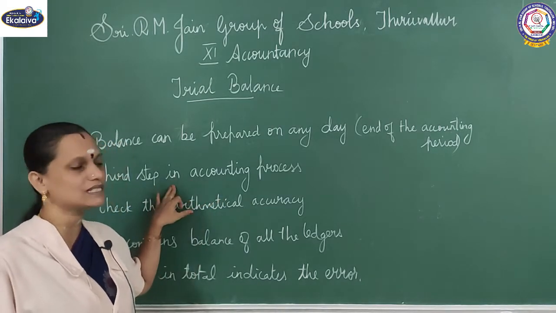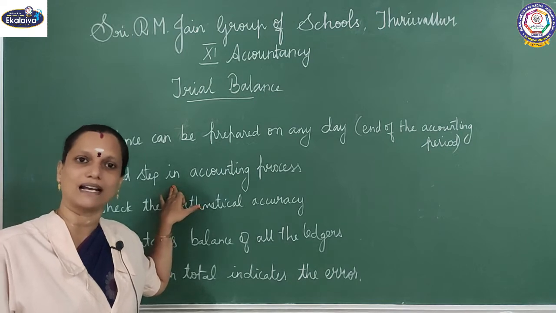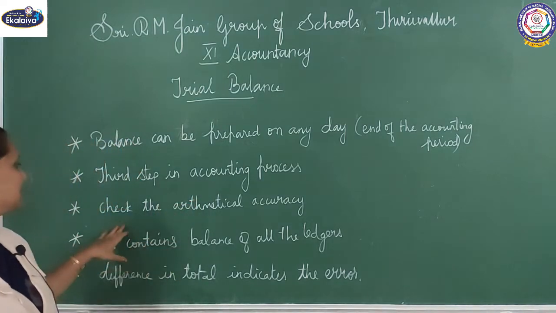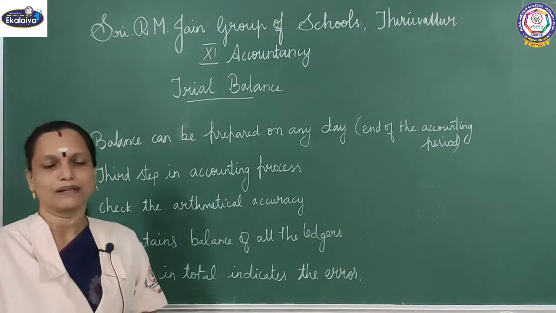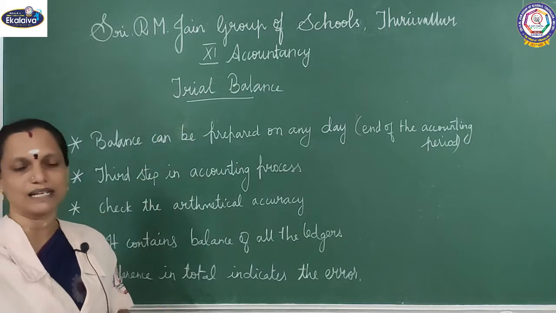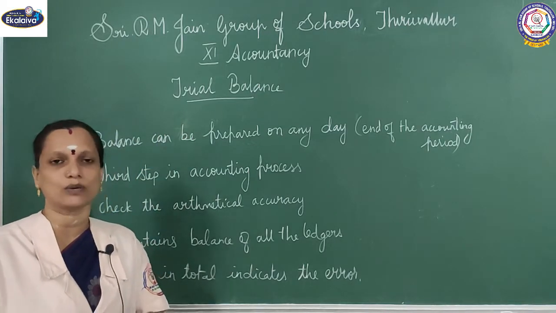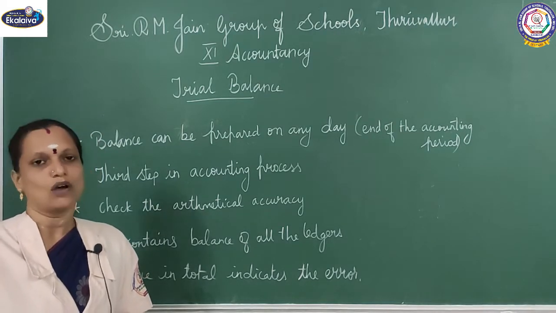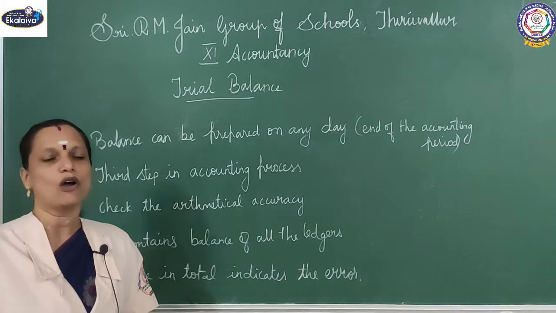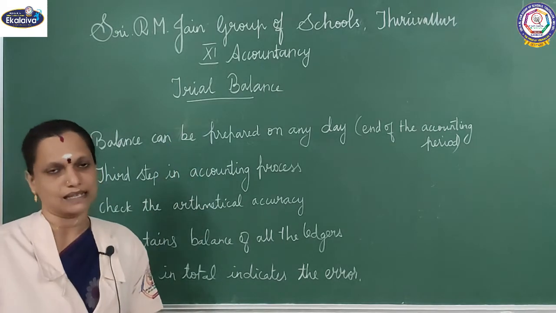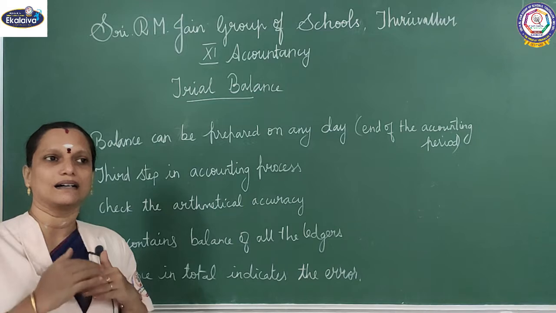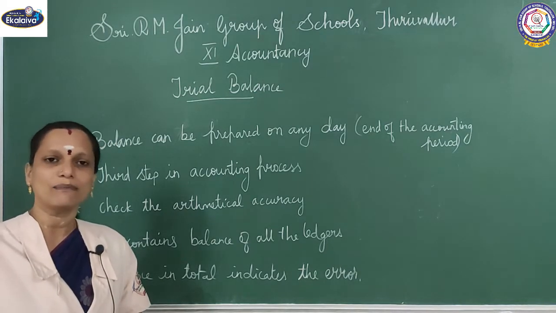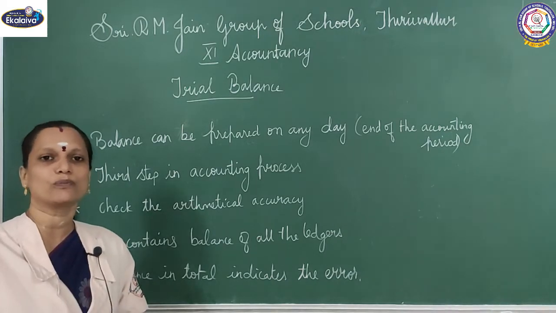With the help of this trial balance we prepare the final accounts, the profit and loss account and the balance sheet. It also checks the arithmetical accuracy. With its help we find out the arithmetical accuracy of all the transactions. If we made any mistake in the ledger or the journal, it will automatically affect the trial balance. The debit and credit sides of the trial balance should be equal, so it should be balanced.